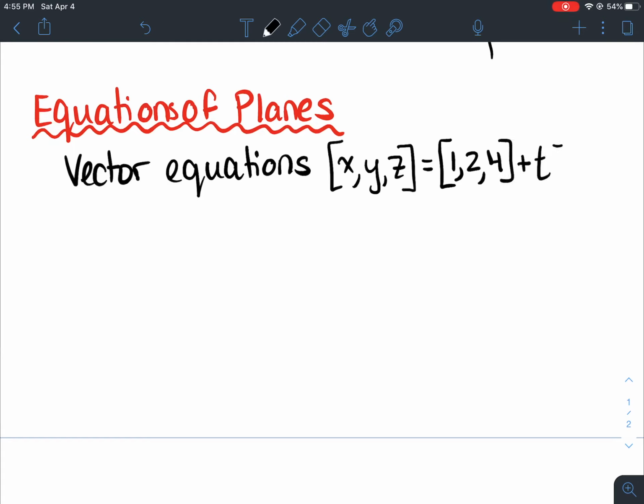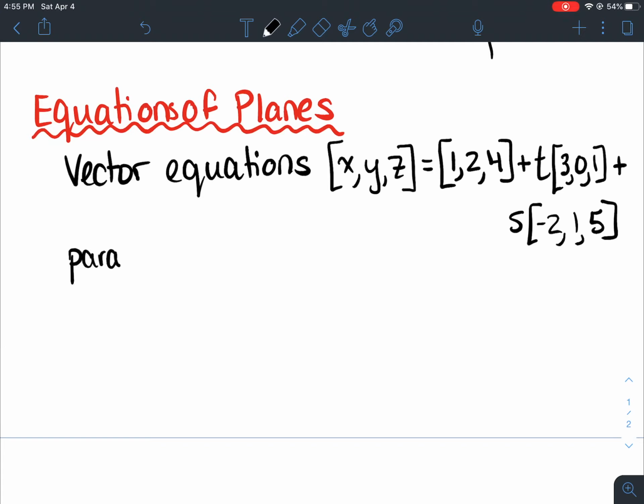So it would be like plus t(3, 0, 1), plus s(-2, 1, 5), for example. Sorry, I couldn't put that on one line. Vector equations of planes would be similar to lines, but they have two direction vectors, which you need. And then parametric equations are found the same way as with lines.